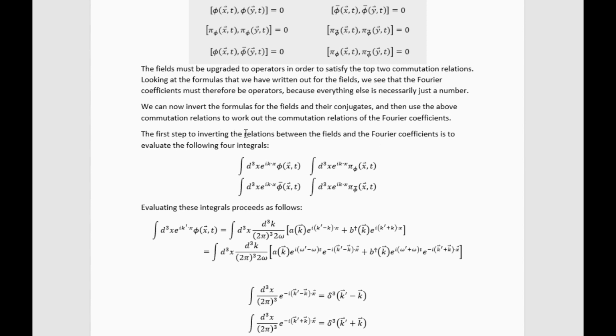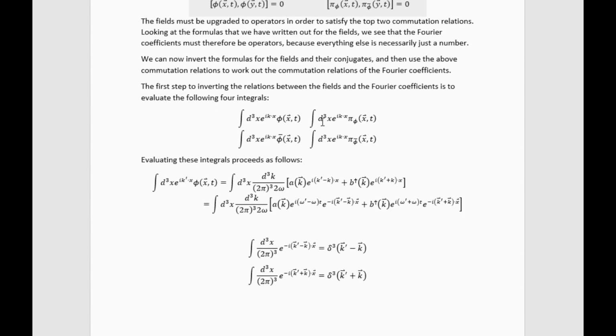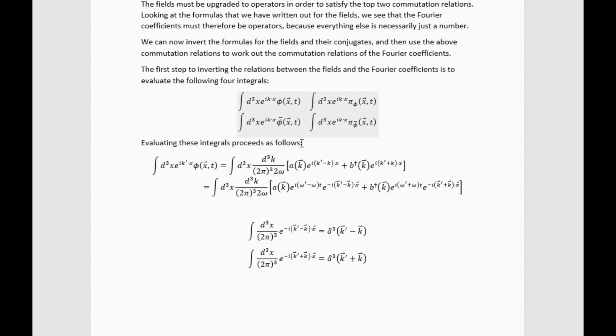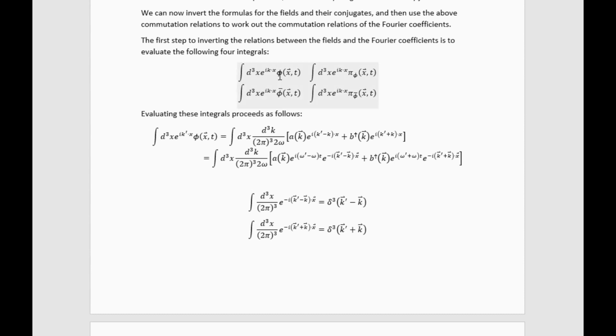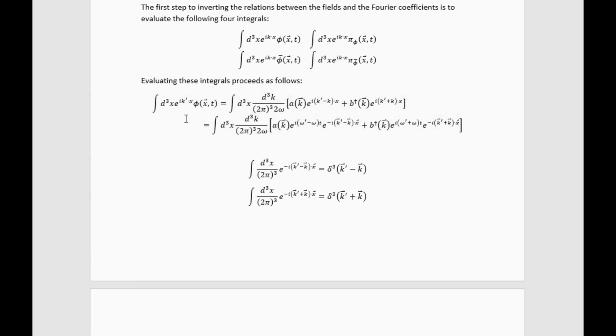The first step to inverting the relations between the fields and the Fourier coefficients is to evaluate the following four integrals. These ones, we're going to compute them. Although because we already have an integral over k in these fields, when I actually do the integral, I use k prime here as this momentum variable to avoid getting the two confused.